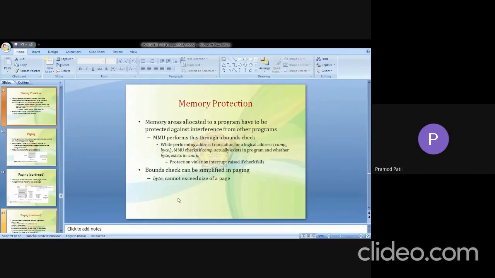Bound checks can also be specified in paging. The byte cannot exceed the size of the page. Means in case of the page, again bound checks are given. Within those bound checks only, the allocation and access are going to happen. Above those bound checks, you are not going to access any of the memory. So that is how it works in paging. Paging in the sense only upper and lower ends are there, so within that you are going to access the data, and within that you are going to have all the data available.